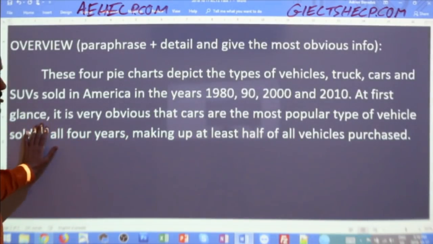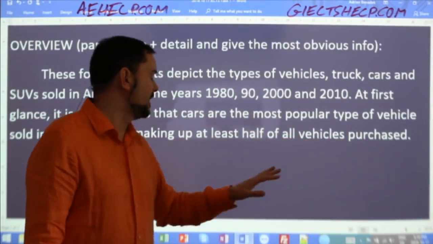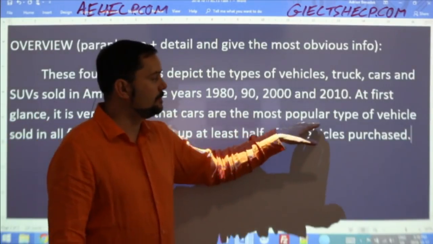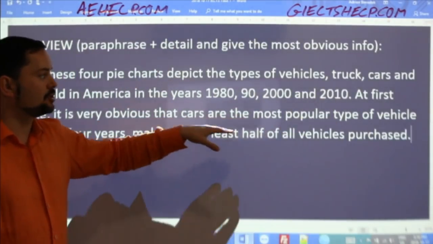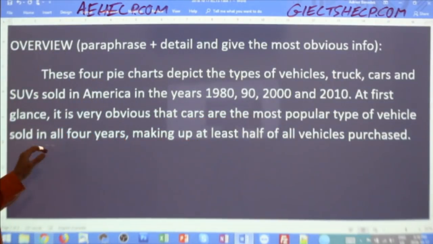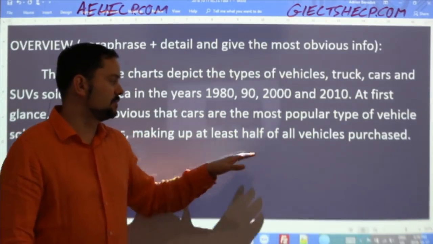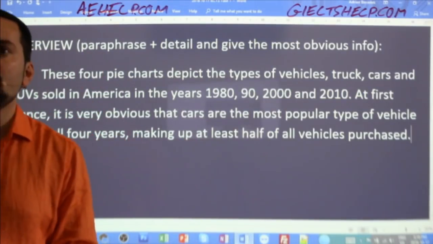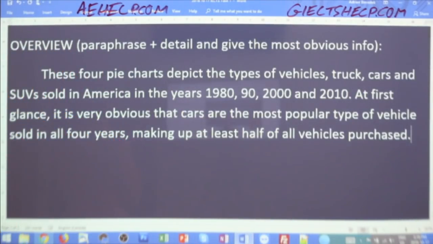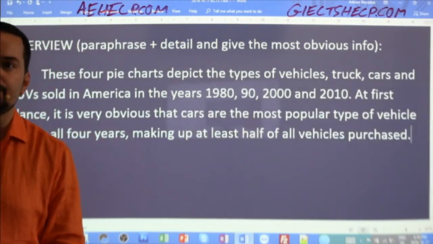So at first glance, a little bit of a leading in expression. It is very obvious that cars are the most popular type of vehicle sold. Most popular type of vehicle. This is human language. I'm interpreting the data. I'm translating the data into human language. Sold in all 4 years, making up at least half of the vehicles purchased. They don't say 50%, but I say half, okay? So Naveen says the percentage of cars sold were higher than the remaining 2 vehicles. Kind of, Naveen, but you could make it a little bit better, okay?